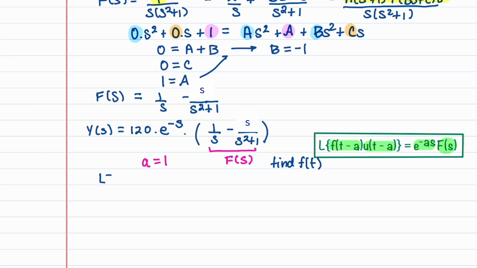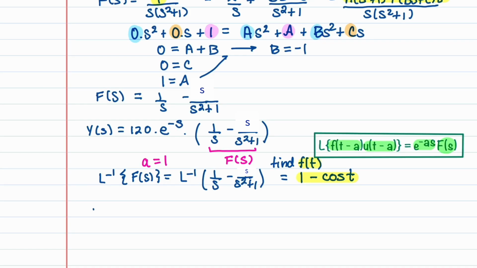The inverse Laplace transform of capital F of s is the inverse Laplace transform of 1 over s minus s over s squared plus 1. We know what both of these terms are. The inverse Laplace transform of 1 over s is just 1. And then the inverse Laplace transform of s over s squared plus 1 is cosine. So we have minus cosine t. So little f of t is 1 minus cosine t.